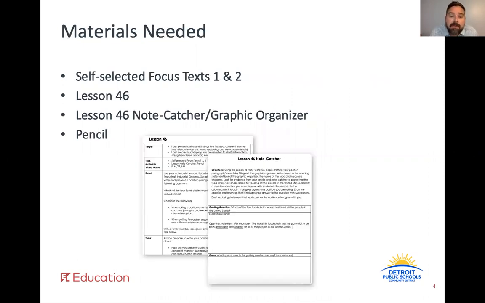All right, time to get some of those materials out for today's lesson. You're going to need your selected focus text, at least the two different ones. Remember, we're doing self-selected focus text 1 and 2. So two different article texts. And then we want to make sure we have our lesson 46, as well as lesson 46 note catcher and a pencil. So go ahead and pause the video here while you make sure you have your two articles you've chosen and then the lesson materials.